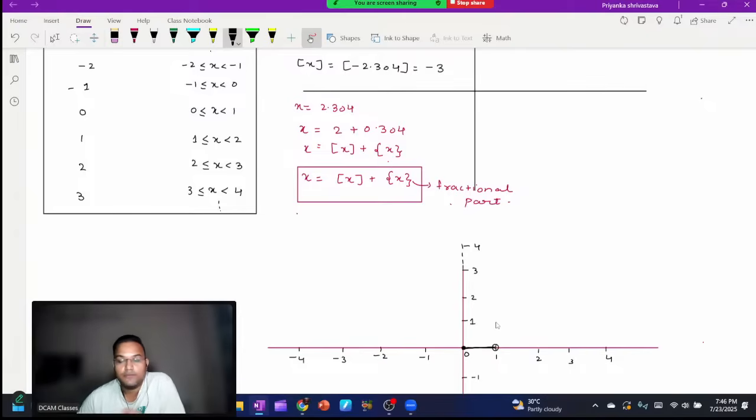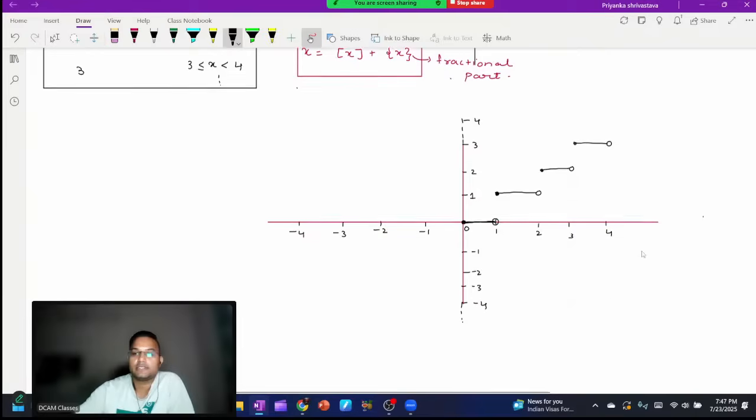Now, when we move on to the second interval, we have taken the x value as 1. 1 is included, but 2 is not included. And for that 1 to 2, the y value is 1. So this will be a solid line starting from 1. We'll move on to 2, but 2 will not be included. Similarly, like this.